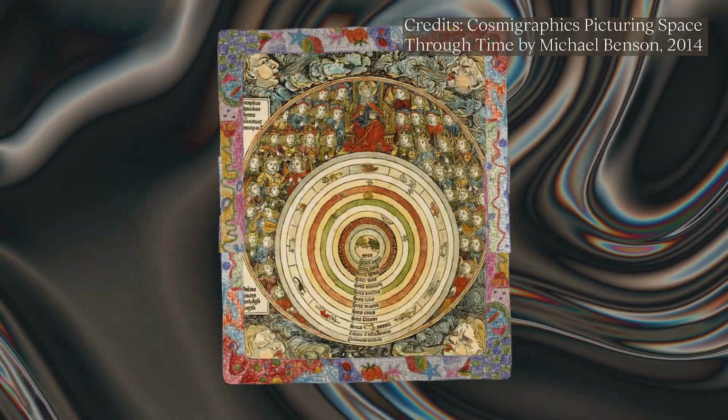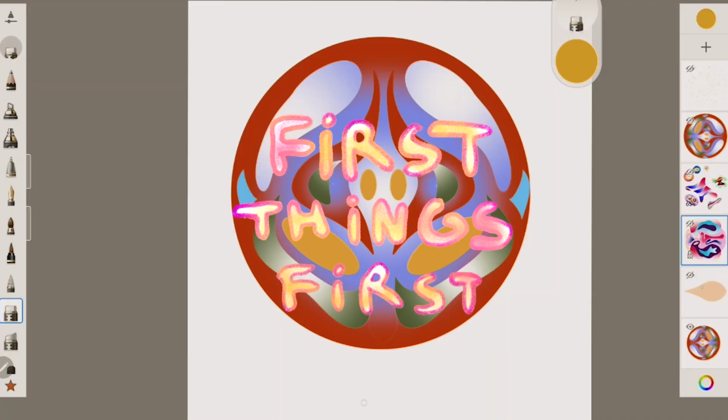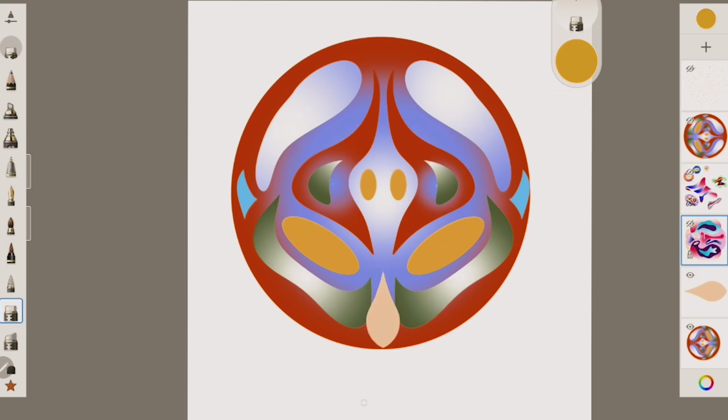Okay, so the idea now is to explore how to make a sculpture of these macrocosmic graphics. So a sculpture that would sort of synthesize visually all of these cosmic maps. So first things first, I created a drawing of the sculpture.